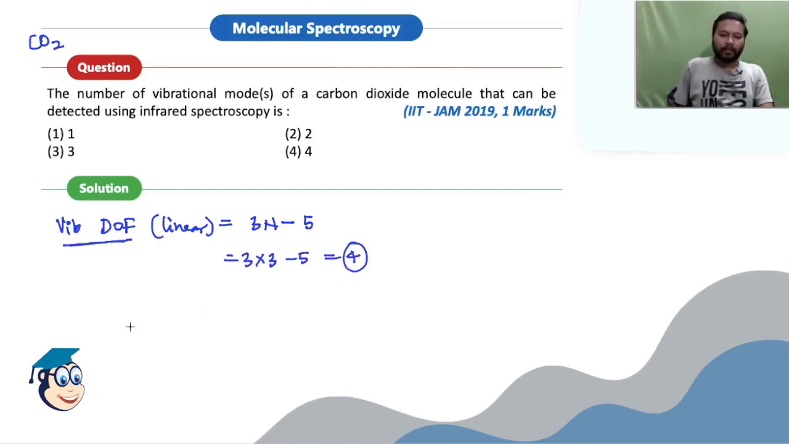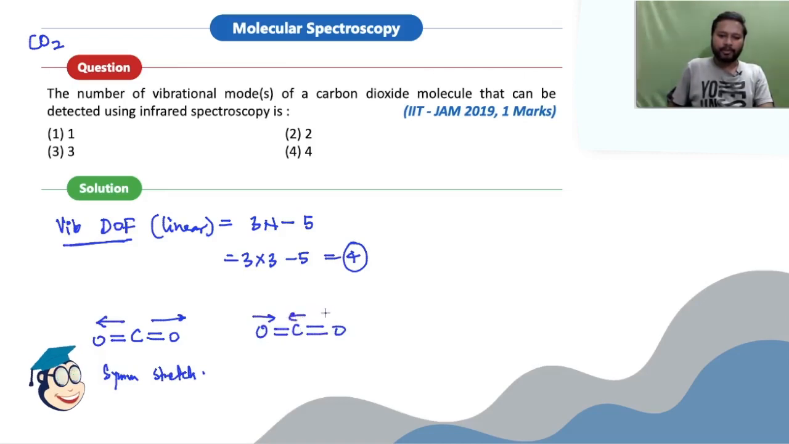So let's try to draw them and see how they actually look. One will be your symmetric stretching, that is going like this. So this is symmetric stretching. The second one can be asymmetric stretching, in which it would go in this direction, this would go in this direction, and this in this direction. So this is asymmetric stretching. I'm not going into the IR activity of that, but that also you can assign. Symmetric stretching will be IR inactive, this will be IR active.